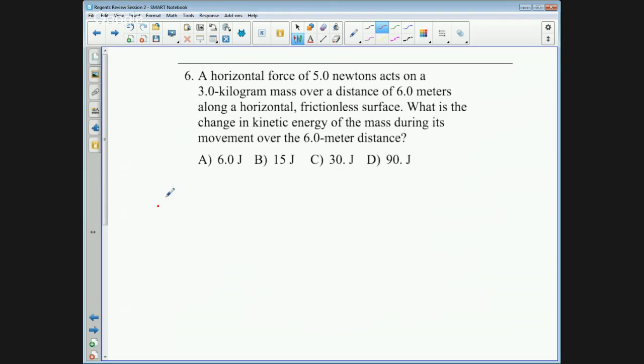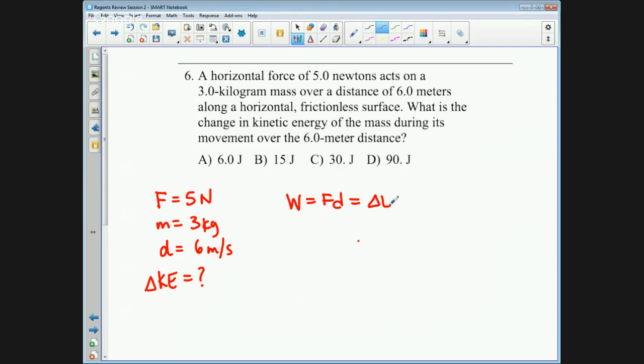So horizontal force, that's force equals 5 newtons, acts on a mass of 3 kilograms over a distance d equals 6 meters. It's a frictionless surface. What is the change in kinetic energy? So KE equals what? Now it says change in kinetic energy. That's important because there's a formula on the reference table that says work equals force times distance equals change in energy. So we actually want to use this formula.